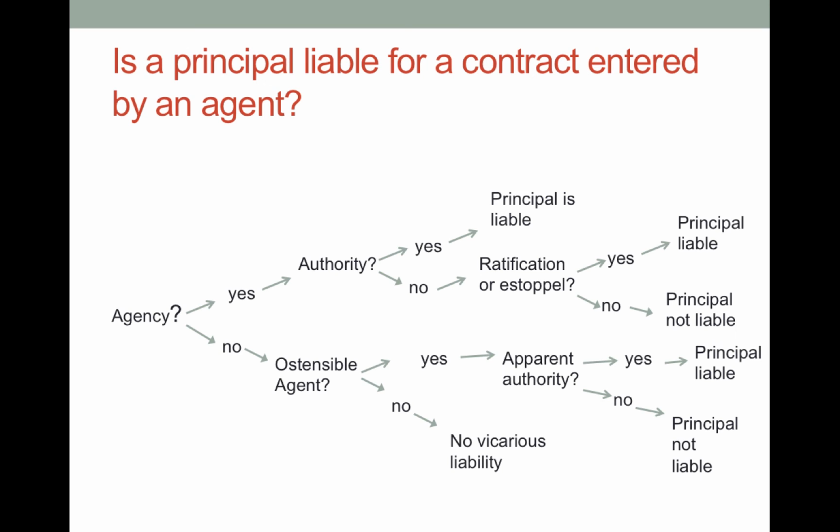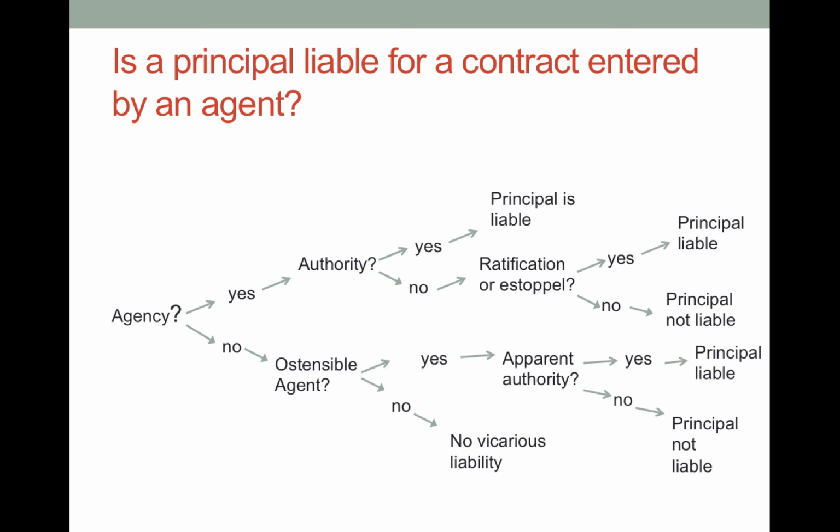If your answer is yes, your next question is going to be, did that agent have authority? If your answer is yes, then what kinds of authority exist? Actual, which can be express or implied, apparent. Then the answer is yes, the principal's liable.